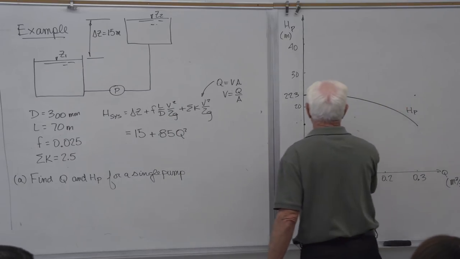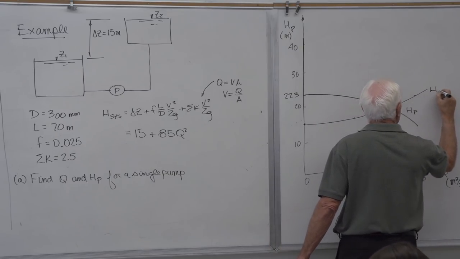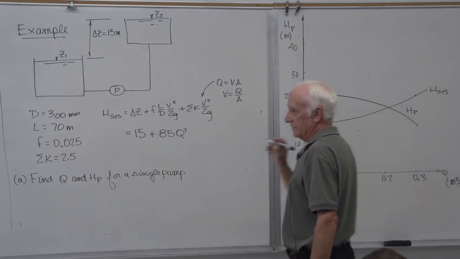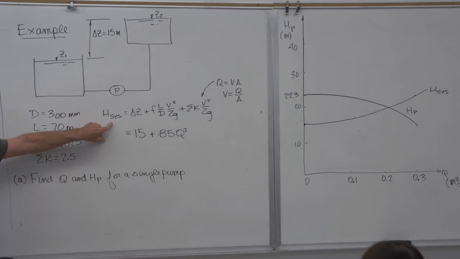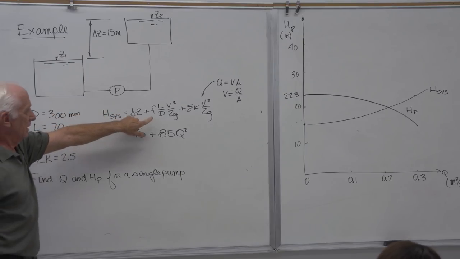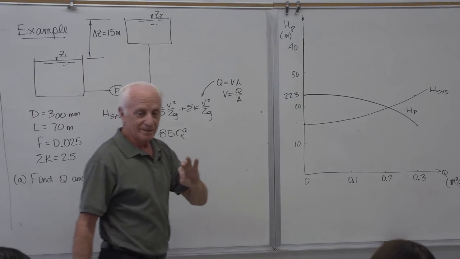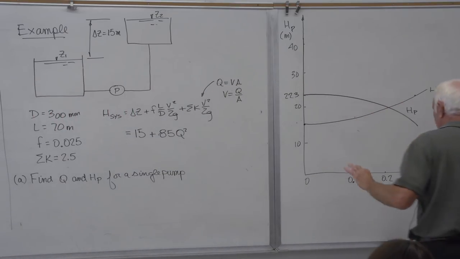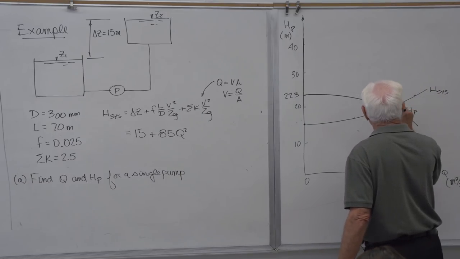So what I did here, H system: you write the system curve like this. You know where it came from, the energy equation. You put in everything, guess some Qs, and plot the curves. Where they intersect, that's where the pump is going to operate. That's the operating point.